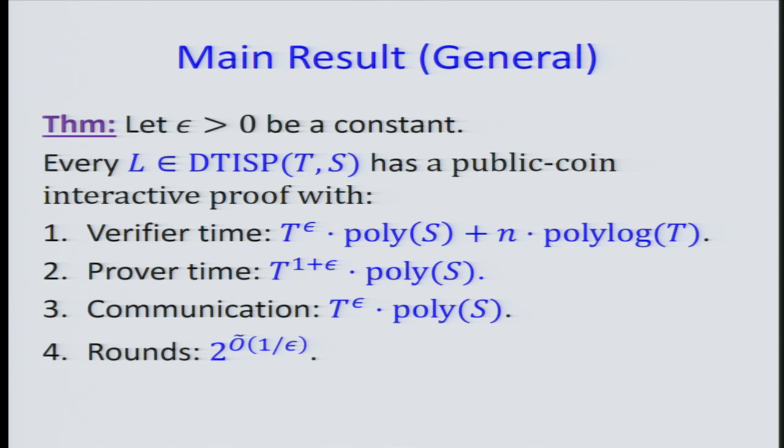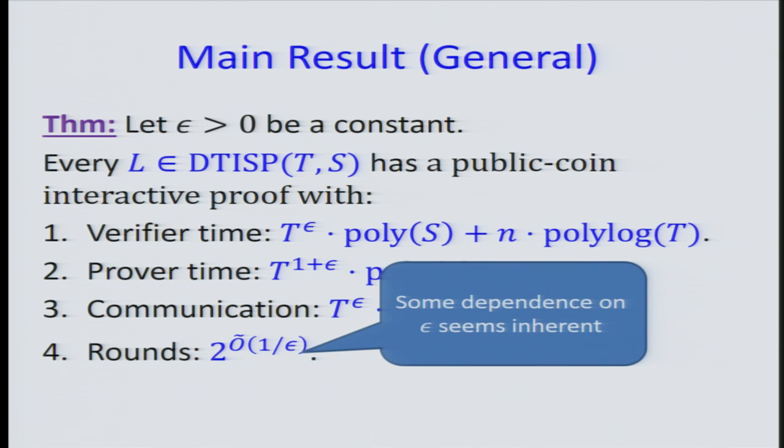So we can obtain an interactive proof. The verifier is going to run in time t to the epsilon, like we wanted, this speed up. So that's this factor. And over here, think of this, at least if t is small, as basically reading the input. Morally, this is reading the input. The prover roughly runs in time t, like we wanted, so not much more than the time that it took to compute the language. The communication, again, we can shrink it up to t to the epsilon. But we need to pay for epsilon somewhere, and that's in the number of rounds. So it's going to be roughly exponential in 1 over epsilon.